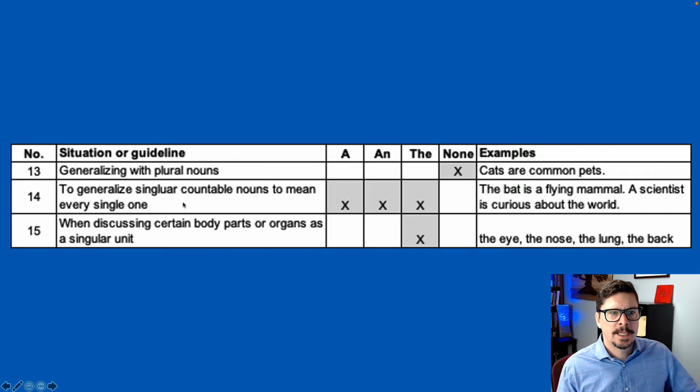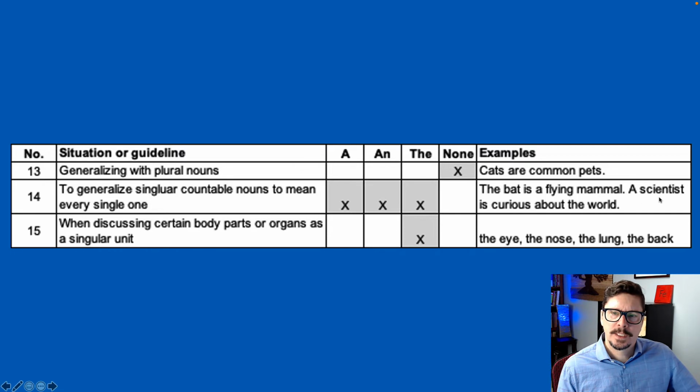Rule number 14 is to generalize singular countable nouns to mean every single one. Now, depending on the way you're using this sentence, it could be any of the articles, but you do need to use some article. Some examples here are the bat is a flying mammal. Now, we're not talking about one specific bat. This is not the definite article situation. We're talking about bats in general.